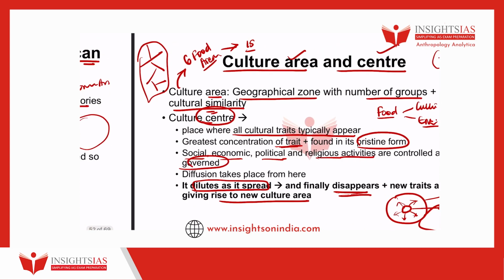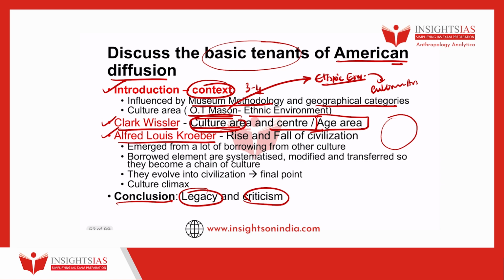So that is what you can talk about in both Clark Wissler and Alfred Kroeber. Okay, after that, you will have to give a conclusion. In the conclusion, you can give a criticism of American diffusion, saying that it is a very vague concept. How can you try to give the number of culture areas? It can vary. Too much emphasis was given to culture center or culture climax. There was no explanation why a cultural trait was accepted, rejected, or modified, etc.